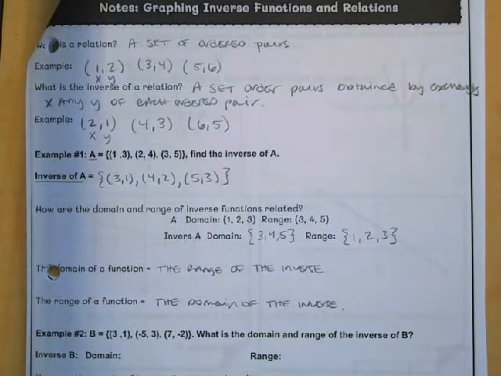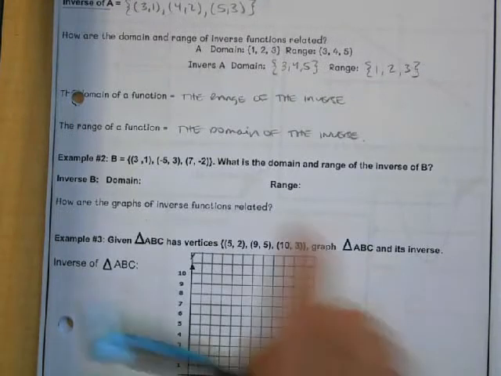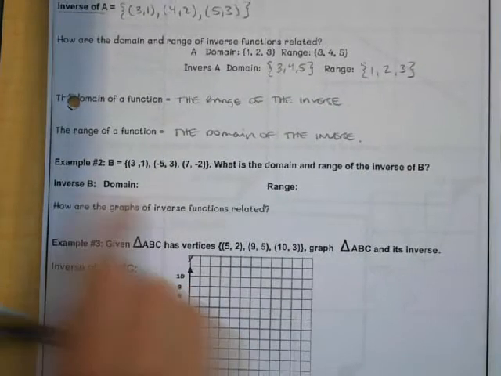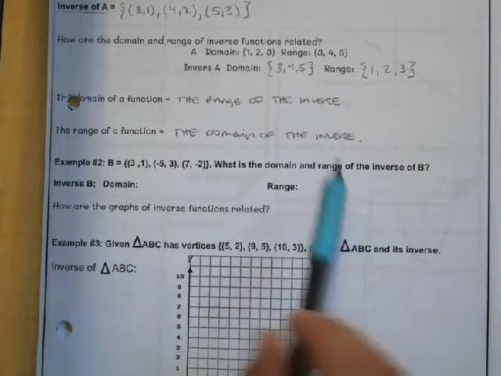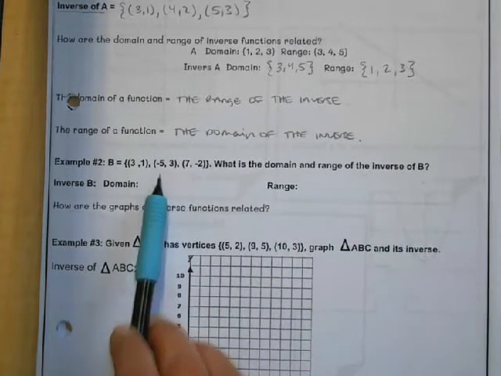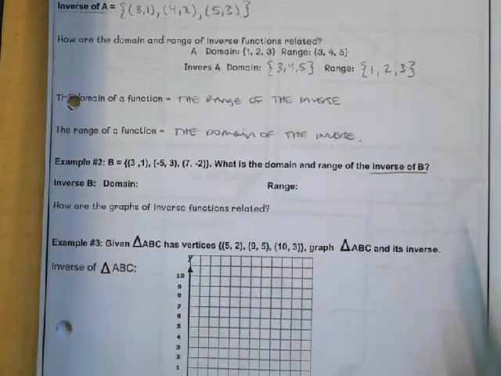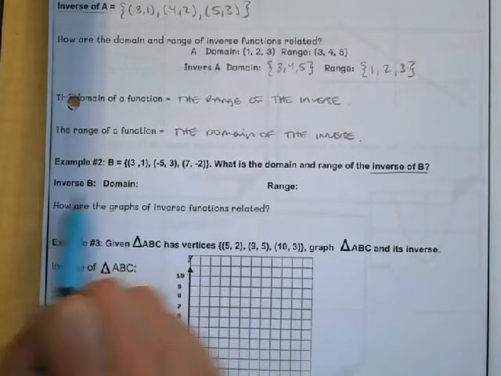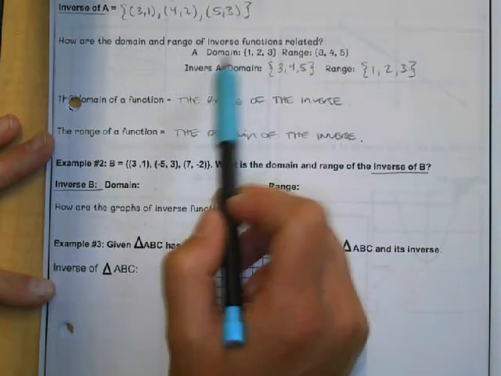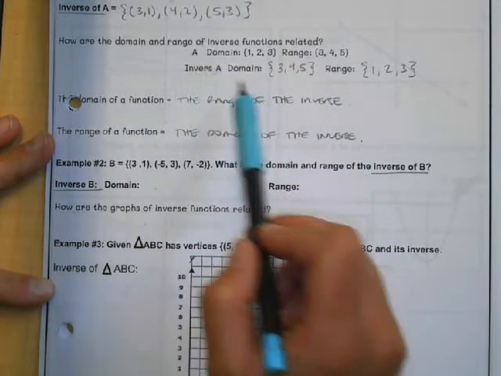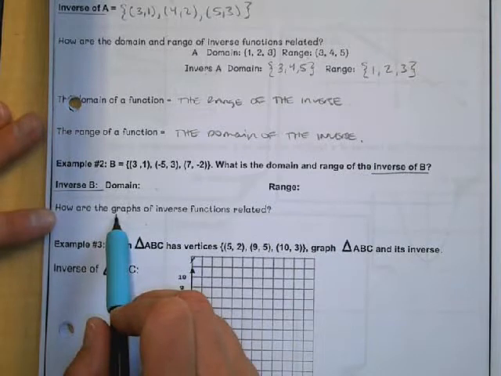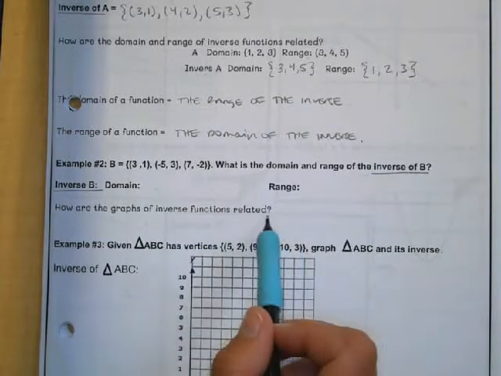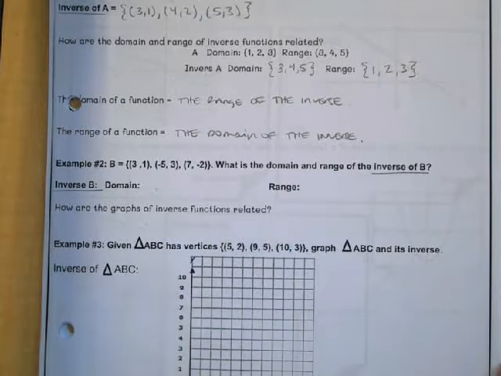Okay, so for each of those, I want you to go ahead and do this example, and then we can discuss in class how the graphs of the inverse functions are related. You're just going to find the domain and range of the inverse of B. Make sure it's the inverse, you guys, and not just the domain, because remember this was our regular domain for our set of A, and then we did our inverse. So you're just finding the inverse domain and range. And again, I want you to notice how the graphs or the points of the inverse functions are related. Go ahead and state that, and we'll go over that in class.